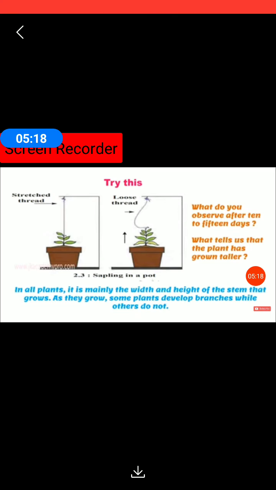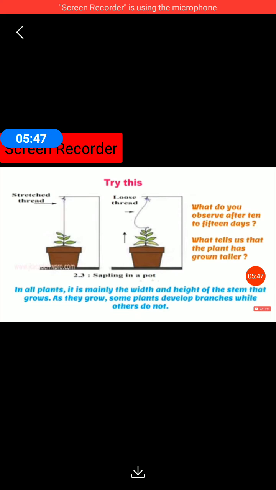The thread was straight in the first picture, but after the 15 days, what you are going to see is that the thread has become loose. Why does it happen? Because in all plants it is mainly the width and height of the stem that grows. The plant has grown in width and height of the stem. But some of the plants grow through branches.